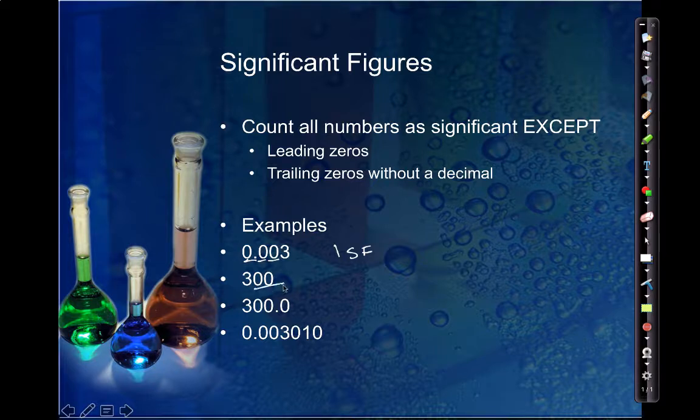This number, well, we have 2 trailing zeros, and there's no decimal point. So the only number that gets counted as significant is the first one, so that's also one significant figure. When I look at this one, it's the same number, 300, but there's now a decimal point. Even though we've got 3 trailing zeros, we count all of them because there is a decimal point, so it's going to be 4 significant figures. For this number, we have 1, 2, 3 leading zeros, and then a trailing zero, but we will count the trailing zero since there is a decimal point. So 1, 2, 3, 4. 4 significant figures.